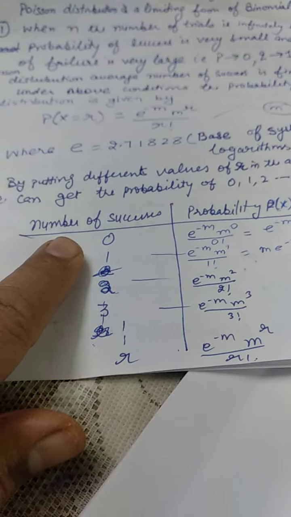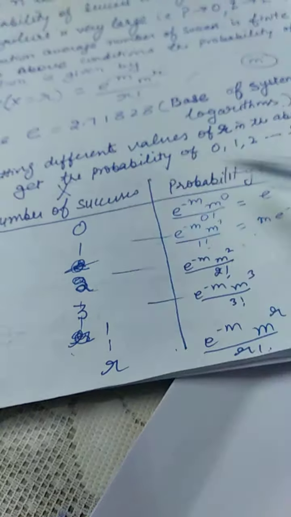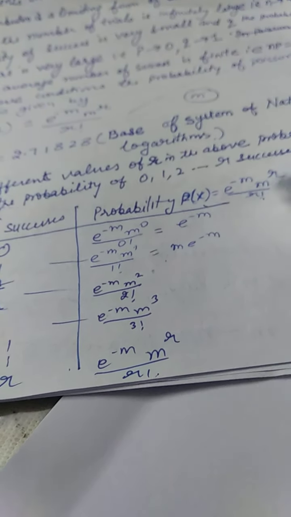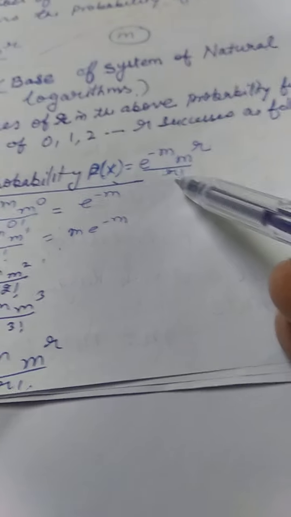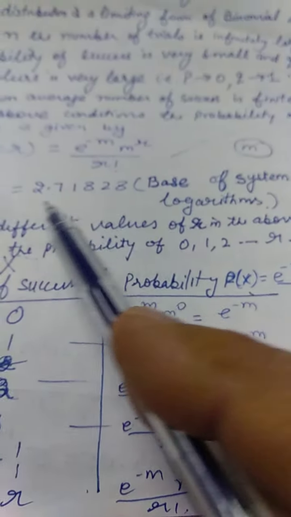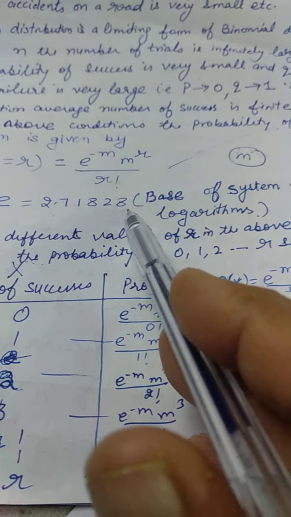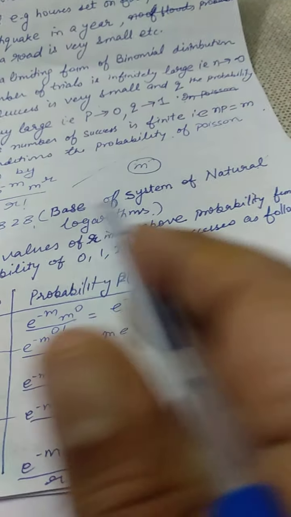So this is the probability of the Poisson distribution. In the probability we require the number of successes, that is x. And the probability is e raised to power minus m, m raised to power r, over r factorial. What is e? e is a constant having the value 2.71823. It is the base of the system of natural logarithm.